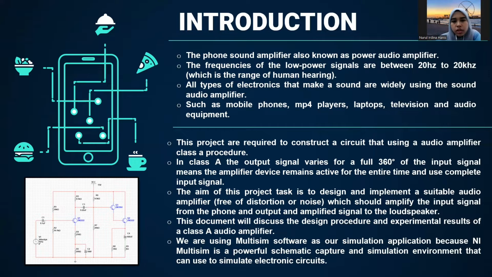Also, for this project, we are required to construct a circuit using a class A audio amplifier procedure. In class A, the output signal varies for a full 360 degrees of the input signal, meaning that the amplifier device remains active for the entire time and uses the complete input signal. Other than that, the aim of this project is to design and implement a suitable audio amplifier which is free of distortion or noise, which should amplify the input signal from the phone and output an amplified signal to the loudspeaker.